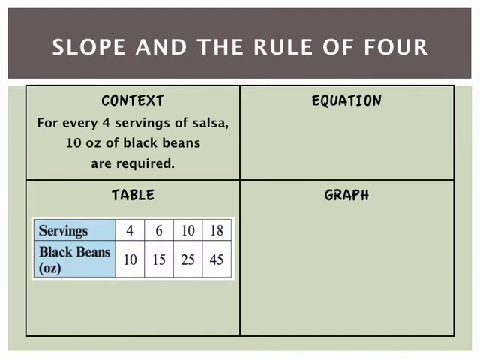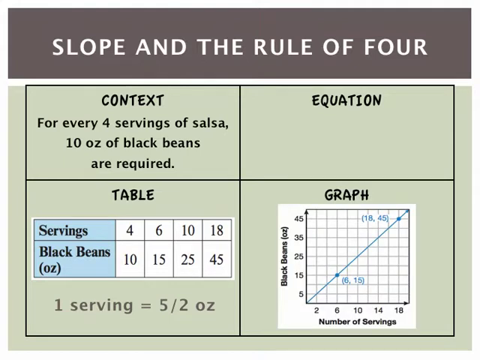So here we have our table. And the important thing to notice about this table is that you could say for every 2 servings there's 5 ounces of black beans. So therefore for every 1 serving it's 5 halves ounces.